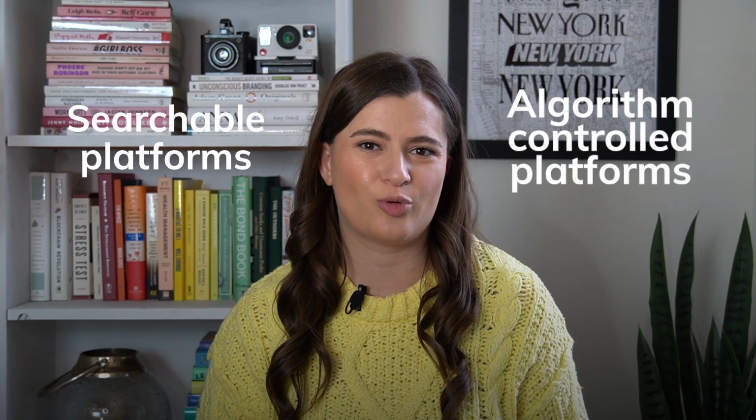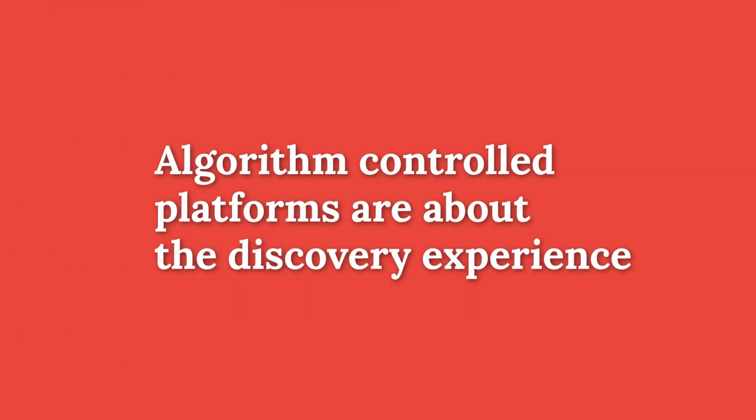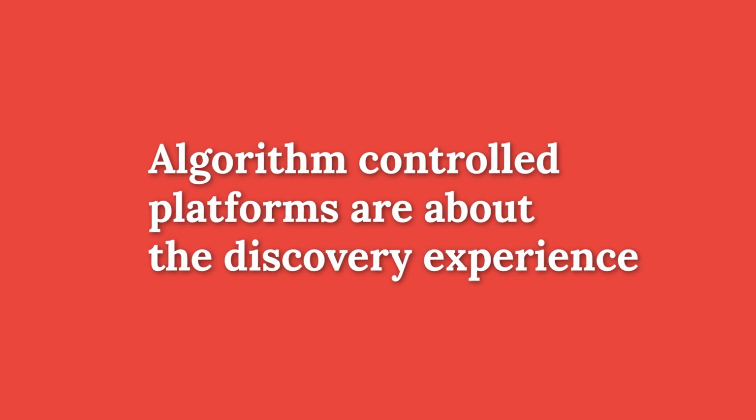The two different types of platforms that I alluded to are searchable platforms and algorithm-controlled platforms. Searchable platforms put you in charge and help you find things like questions you want answers to, things you want to learn more about, or anything you might be searching for when you have a clear topic or direction. Algorithm-controlled platforms are all about the discovery experience, and they'll serve you content that they think you'll like based on your behaviors on the app.